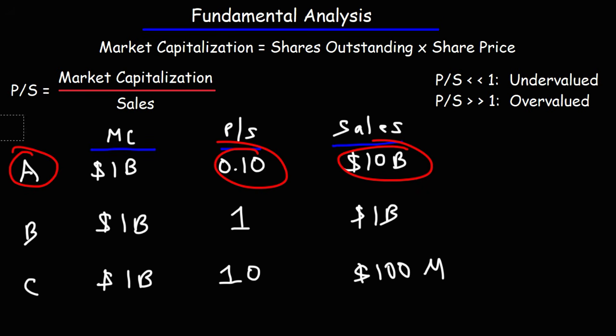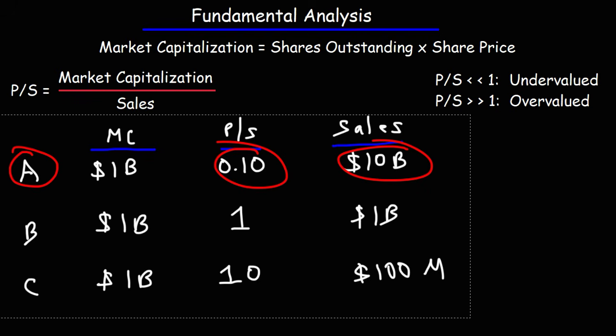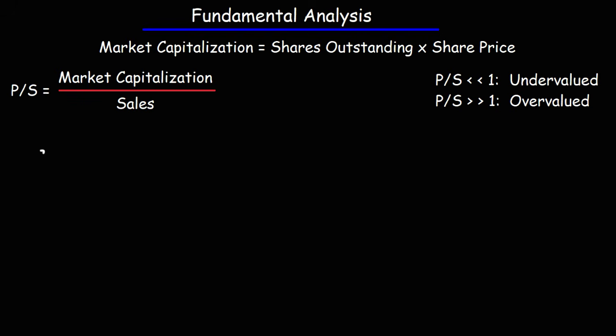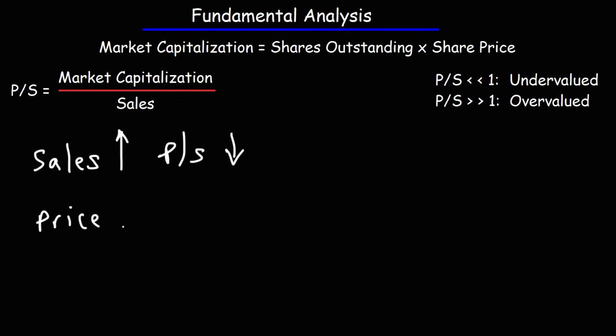So there's two important things that can affect the price to sales ratio. As you already know, the sales that the company generates, but also the share price or the price of the stock. As the sales increases, the price to sales ratio decreases. But as the price of the stock increases, the market capitalization increases, given that the shares outstanding remains the same.